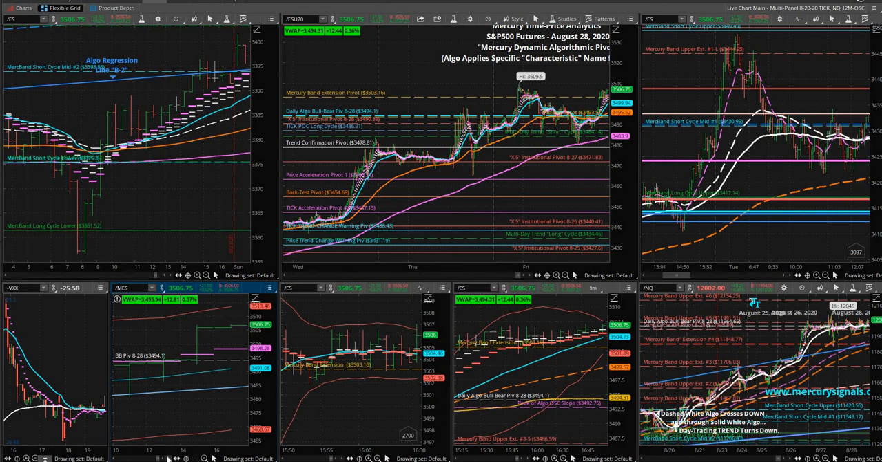But that is a beautiful trend following algo right there. Now let's talk about our short-term folks, and we'll save our newest developments for last.